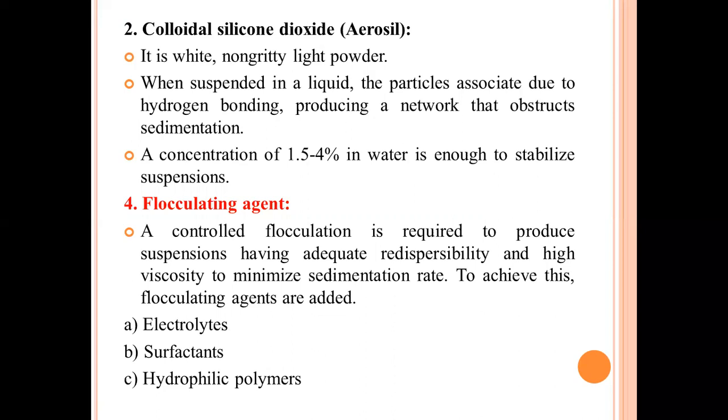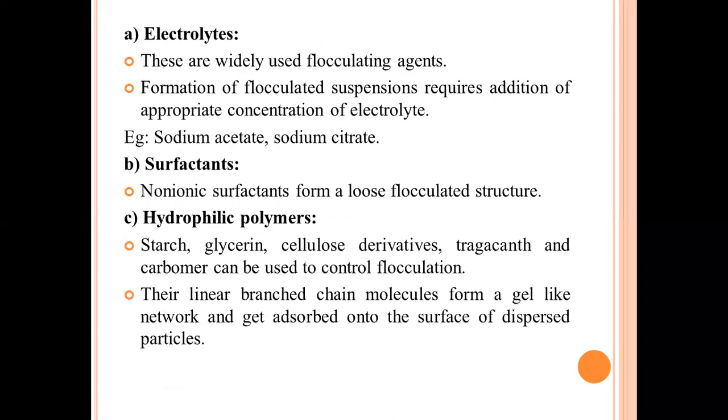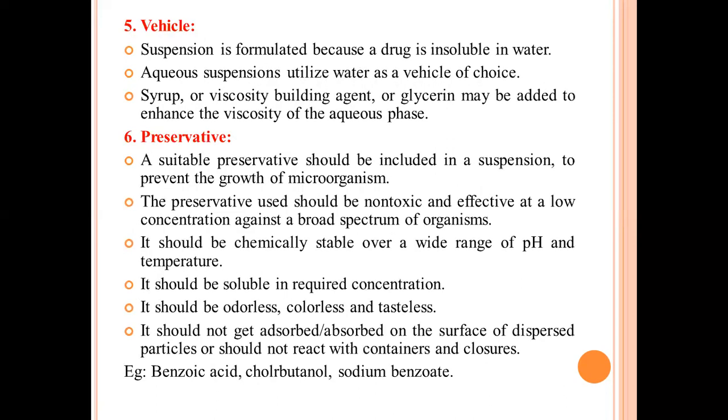Flocculating agents are classified as some electrolytes, some surfactants, as well as some hydrophilic polymers. In case of electrolyte, the examples are sodium acetate, sodium citrate; surfactant like non-ionic surfactant, Tween and Span; as well as hydrophilic polymer, the examples being starch, glycerin, cellulose derivatives, tragacanth, carbomer, all are used as flocculating agent. Now, after flocculating agent, the next ingredient which is used in the formulation of suspension is vehicle.